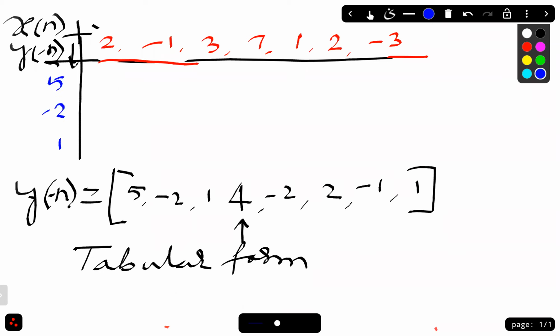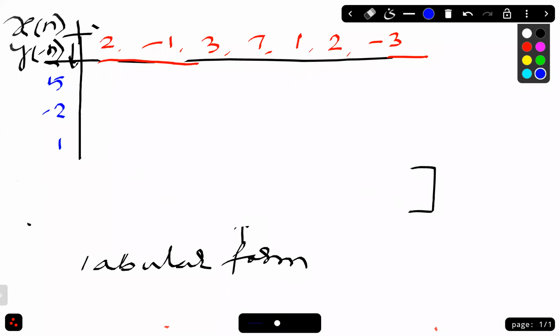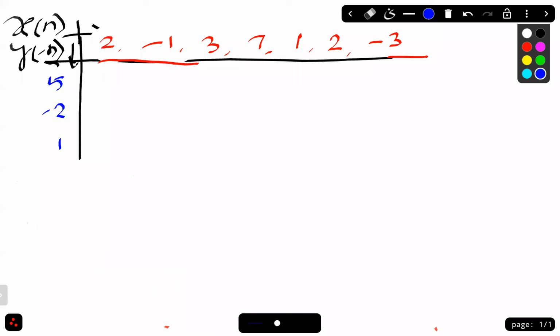Then we are going to write the further values. So what are the remaining values? We are going to write it here, the further values. Then 4, then minus 2, then 2, minus 1, and at the end we have 1, right? Now everyone knows how to solve this.